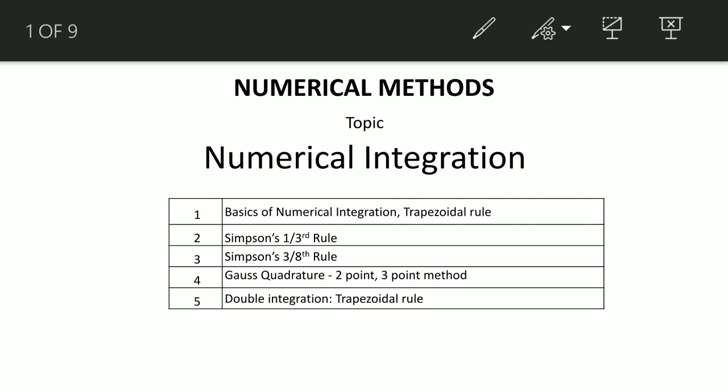Hello students, today we'll be learning numerical integration. In numerical integration, there are different methods like trapezoidal rule, Simpson's one-third rule, Simpson's three-eighth rule, Gauss quadrature two-point and three-point method, and in double integration, we are going to solve the double integration by using trapezoidal rule.